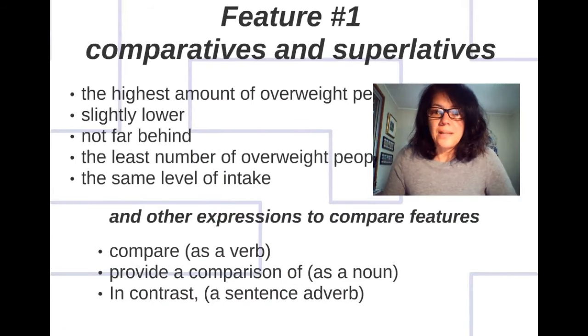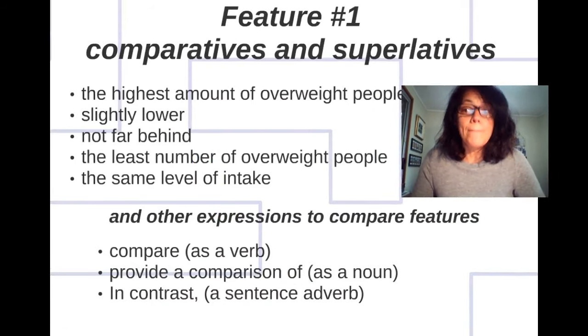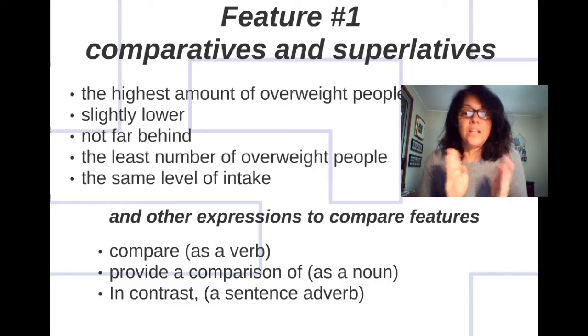The first one is your ability to compare or use comparatives and superlatives. Can you write like this? The highest amount of overweight people. Slightly lower, adverb, adjective. Not far behind. The least number, the same level of.